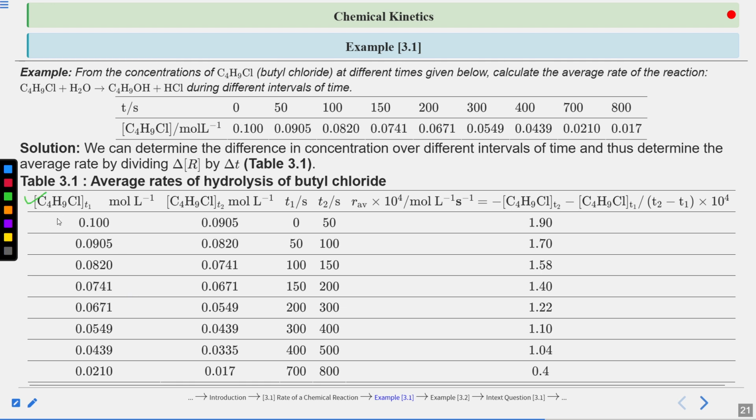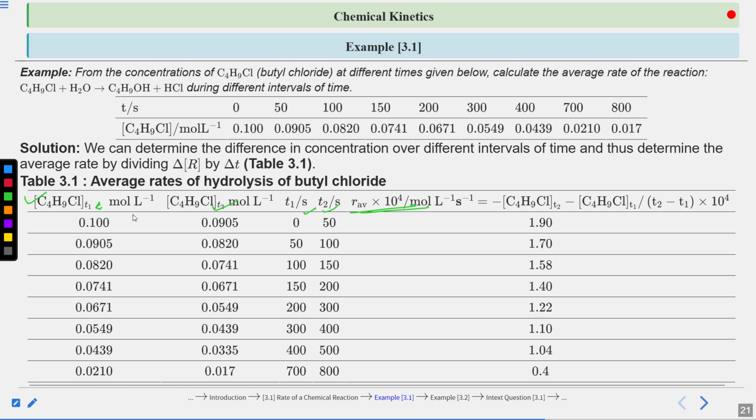So in the table, this is the concentration of the butyl chloride at T1, and this is the concentration of the butyl chloride at T2. This is T1 and T2 respectively. This is the average rate, which is determined by minus of the concentration of the butyl chloride at T2 minus the concentration of the butyl chloride at T1, divided by the change in time, T2 minus T1, the time interval. Okay, and multiply by 10 to the power 4 for the unit conversion.